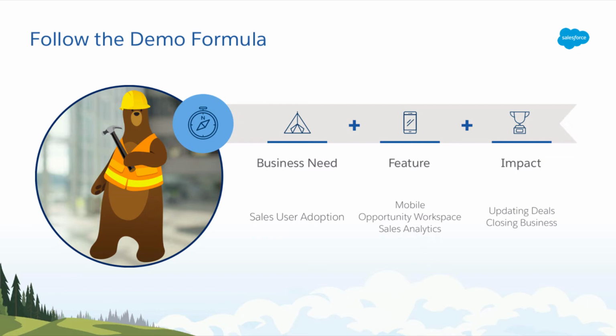But then I want to find the features that tie to that because it is a technical demo. So features for this example would be maybe mobile, opportunity workspace, particular sales analytics. Features can be Salesforce features, like core features like I have listed here, but they can also be a custom flow that you built or something in particular that you built. So it doesn't have to be a list of Salesforce features, but just what is that technical thing that you're showing? And what is the impact of them using that thing? So we've got to start from what does your audience need? What is the part of the technology that's going to help them get there? And what does it look like once they get there?